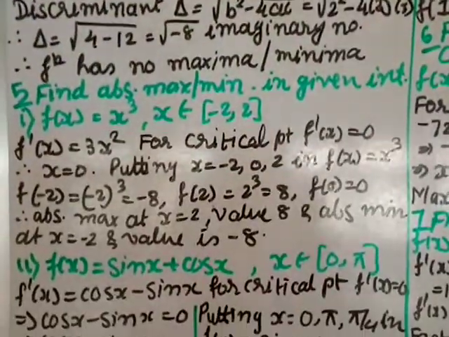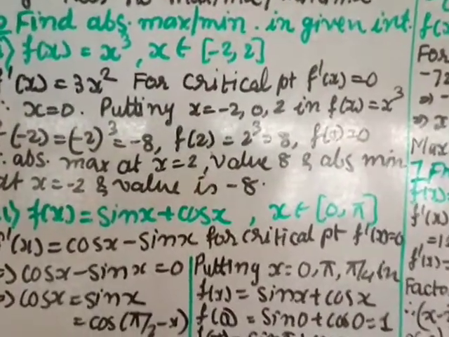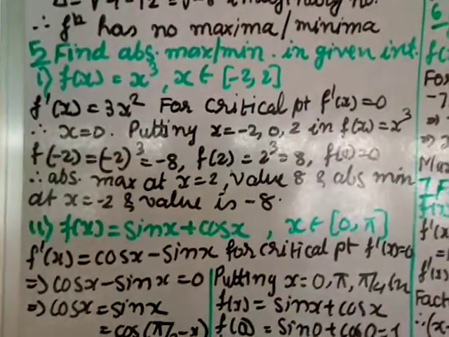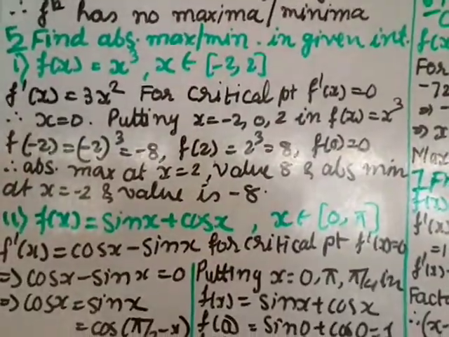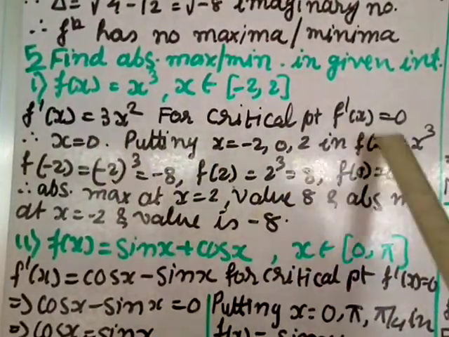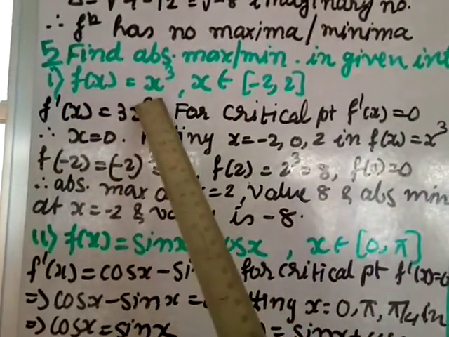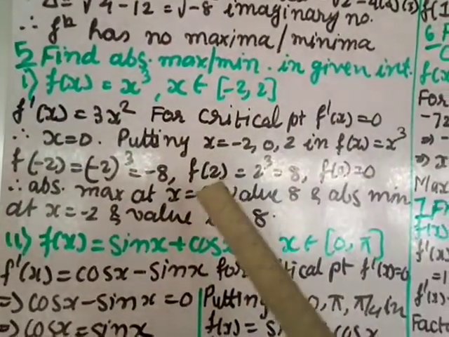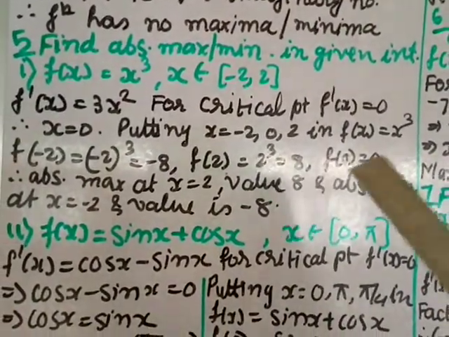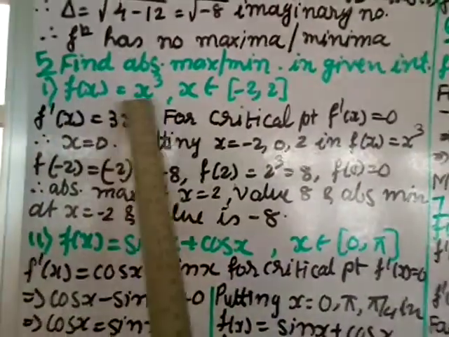Question number 5. Find the absolute maximum and minimum in the given interval. When you have to find maximum and minimum, it is enough to do the first derivative. After finding the first derivative, equate it with 0 and find the value of x, and you place that along with the endpoints in the given function. Among those numbers, the greatest is called the absolute maximum, and the least is called the absolute minimum. So first I will take f(x) equal to x cube.